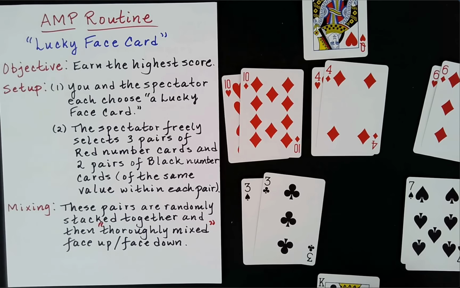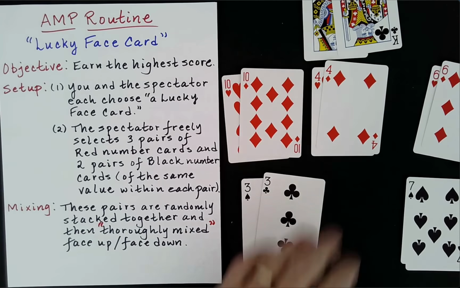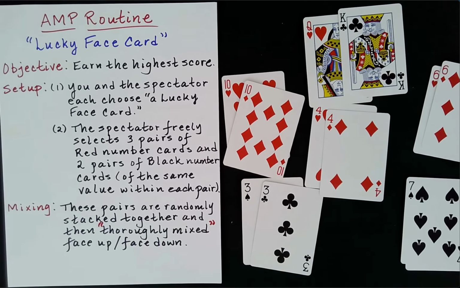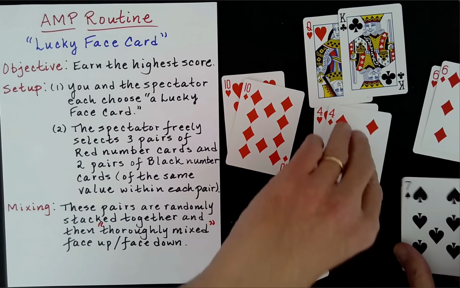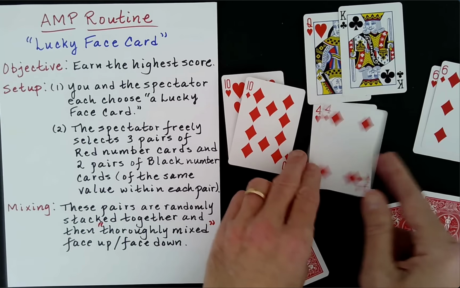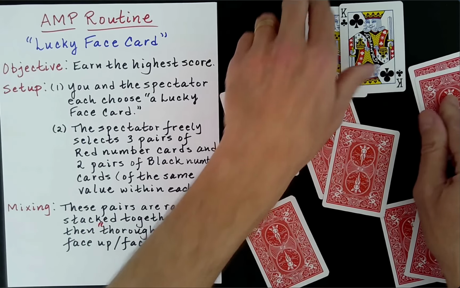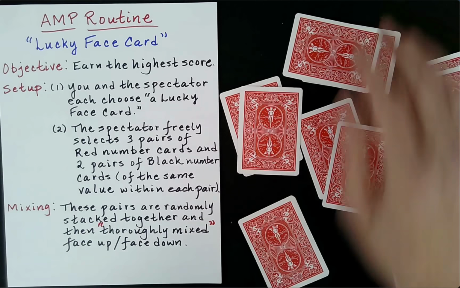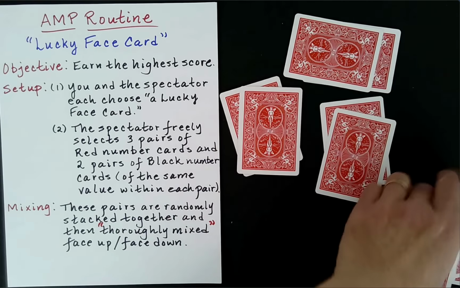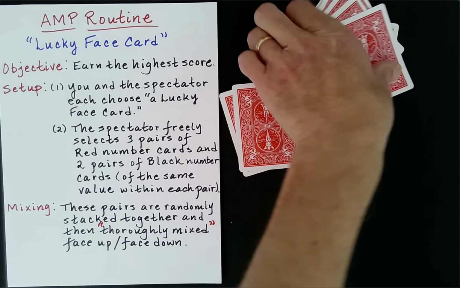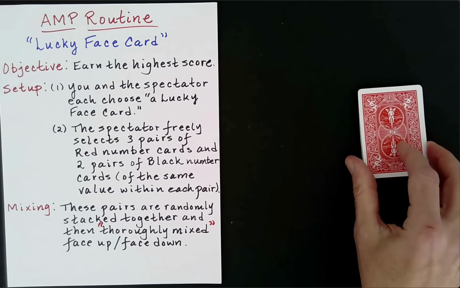Okay, so what we do is, so these 2 go together. These are lucky ones, right? Okay, so in fact, what you can do, once the spectator has freely chosen their cards and you have freely chosen your lucky card, and they've chosen their lucky face cards, excuse me, the spectator can now freely stack these however they like. Okay, well, just think about what this is. It's an AMP, right?